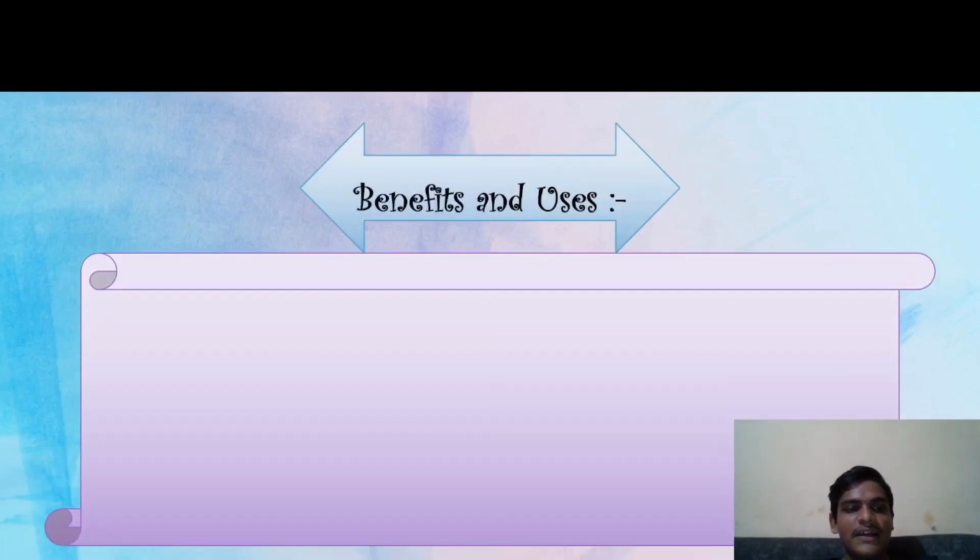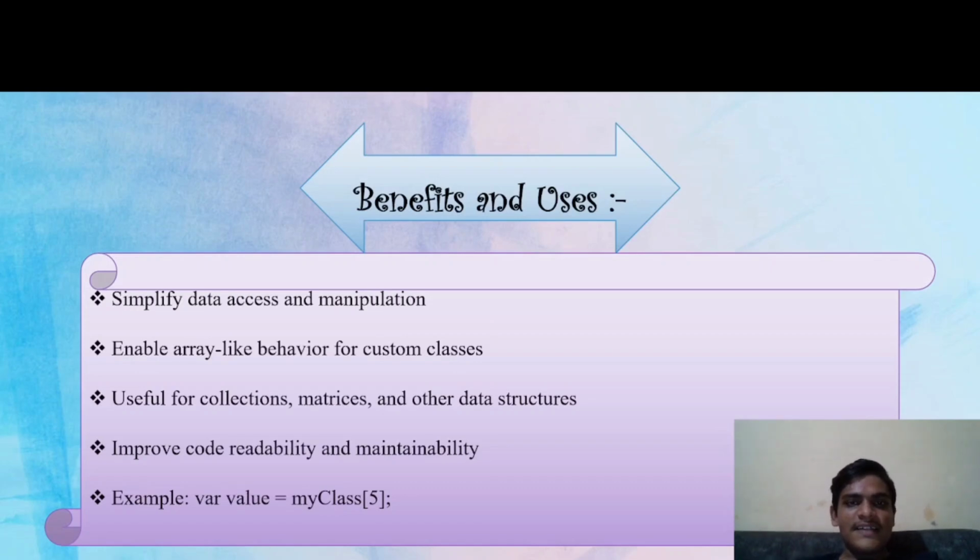The first is that it simplifies data access and manipulation. It enables array-like behavior for custom classes. It is useful for collections, matrices, and other data structures. It improves code readability and maintainability. For example, var value = myClass[5].